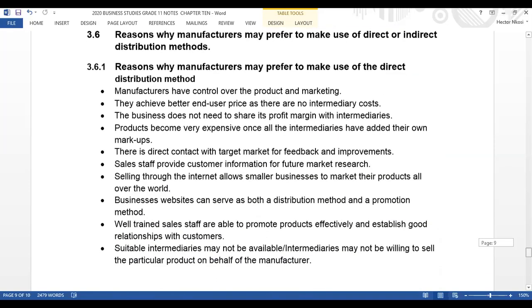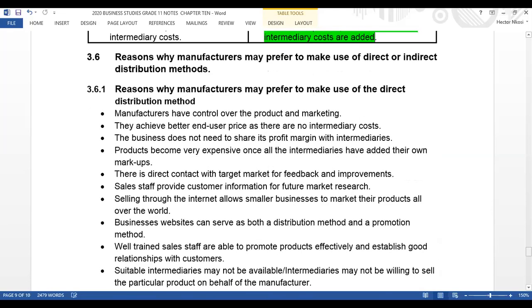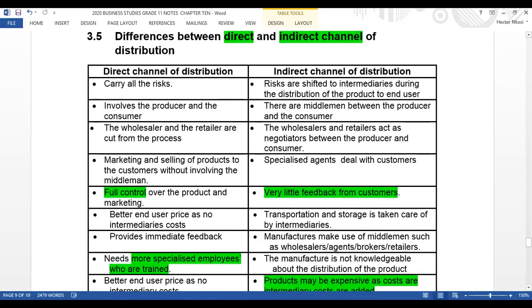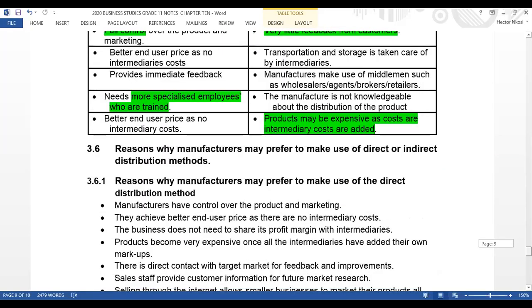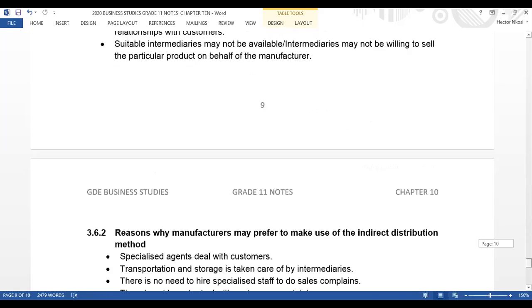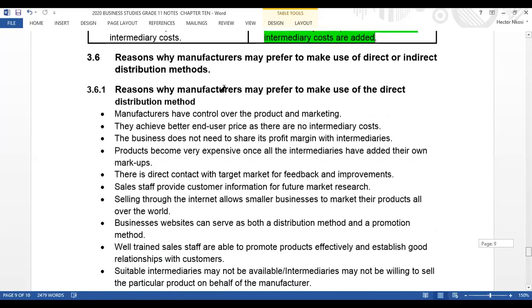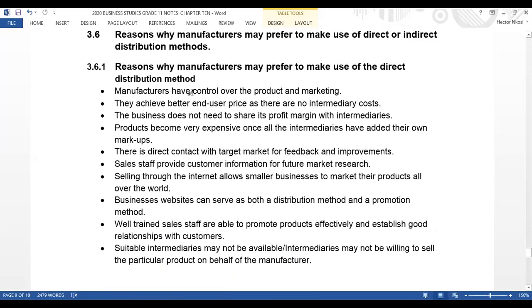Now, let's look at the reasons why manufacturers may prefer to make use of direct or indirect distribution. So these are the reasons why I may prefer direct distribution. Then we're going to look at the reasons for indirect distribution. So why would we make direct decisions? These are the reasons. Manufacturers have control over the product they're making. So there is control over the product and marketing.